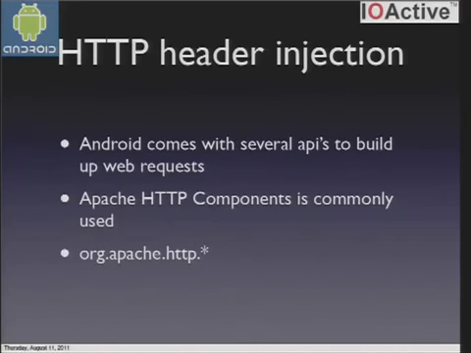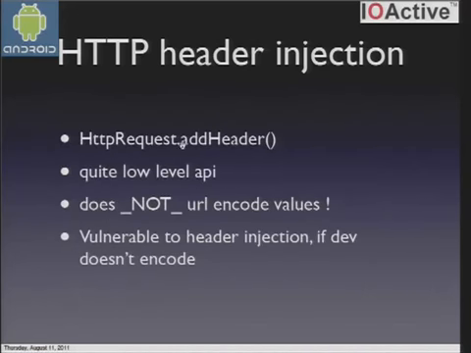Android, not quite as good. This is one of the few areas where Android comes out way worse than iOS in my comparison. Android actually has a number of APIs to do HTTP handling from the client side. The most common one I've seen is the Apache HTTP components, where you include org.apache.http. That one has a set of APIs too. It's called addHeader. addHeader is incredibly low level. It does not encode anything. It takes your data and just puts it right in the request. It doesn't validate anything. It doesn't do anything. It's completely vulnerable to injection.